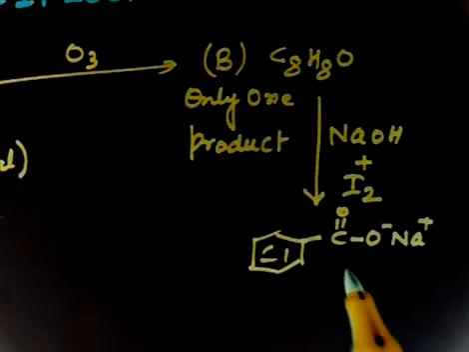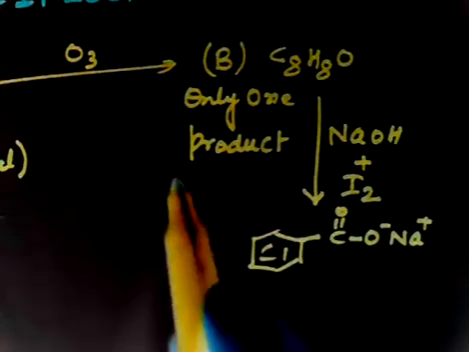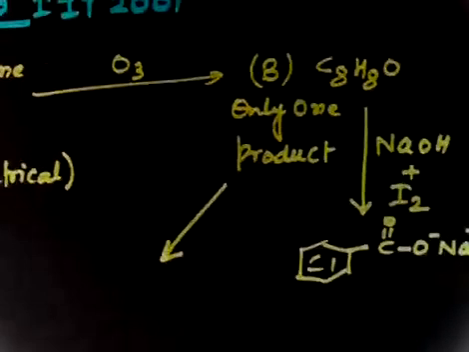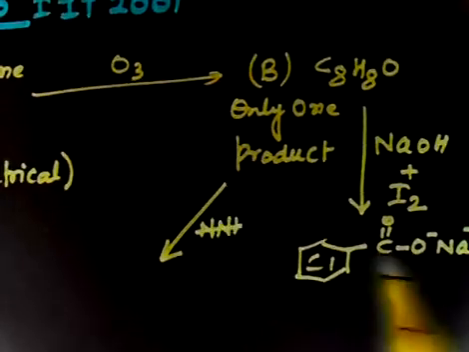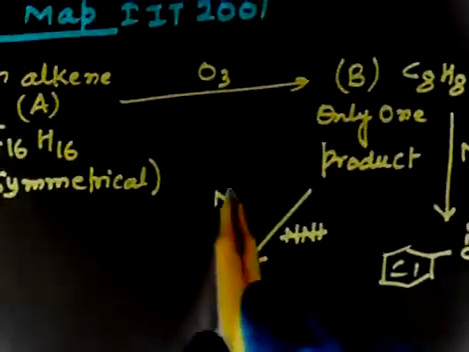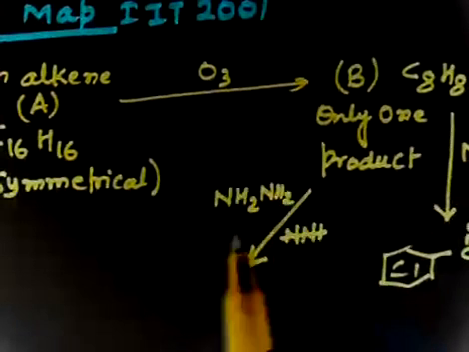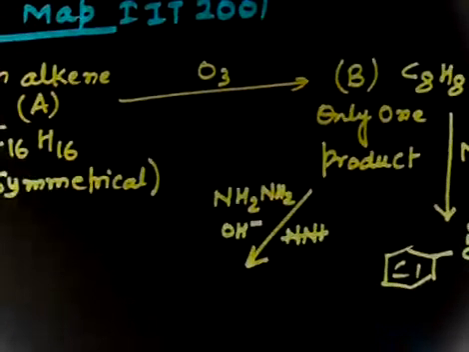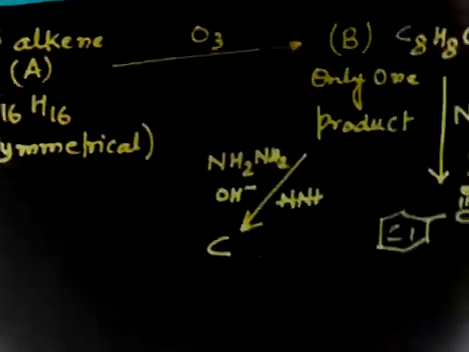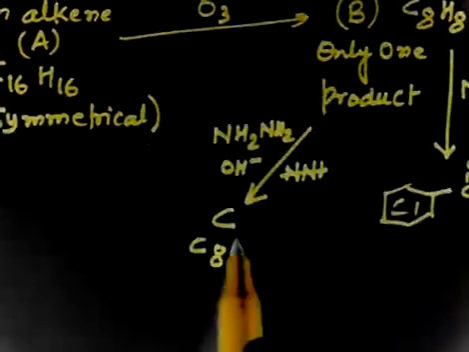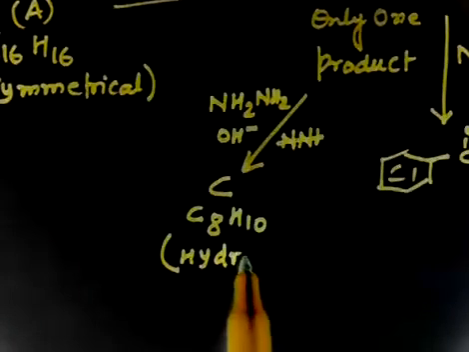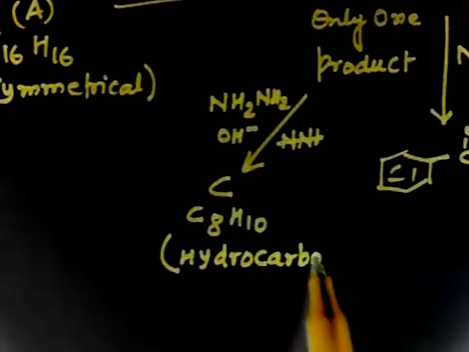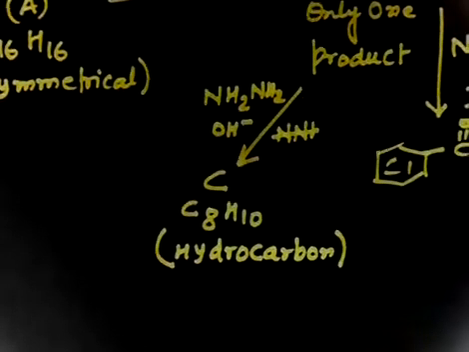Compound B further, if treated with NH2NH2 and OH minus, yields a hydrocarbon. Let me write this: it reacts with NH2NH2 and OH minus, and this reaction is nothing but the Wolff-Kishner reduction reaction. It gives compound C, and C has a molecular formula of C8H10, and this is a hydrocarbon. C is a hydrocarbon that is given to you. Are you getting?